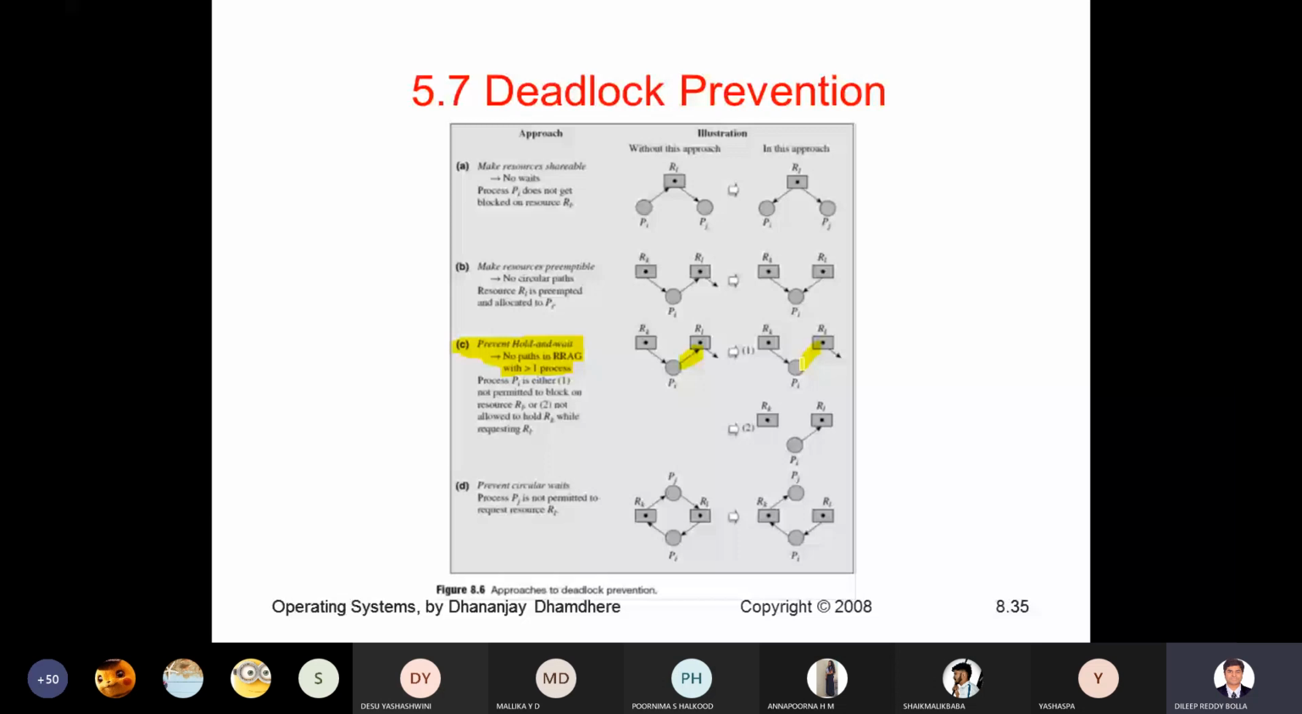The process Pi is either one, not permitted to block on resource Ri, or two. You see this one here, this one, and this is two. See this carefully. The process Pi is either one, not permitted to block on resource Ri, either one. The process Pi, this one, we are not able to permit here. Okay, or see, just I'll show you one second. Just look at this one here carefully.